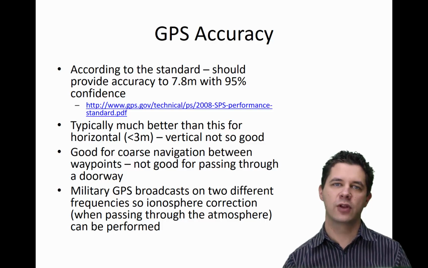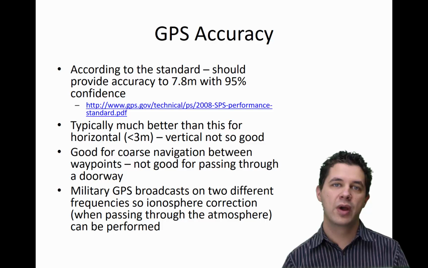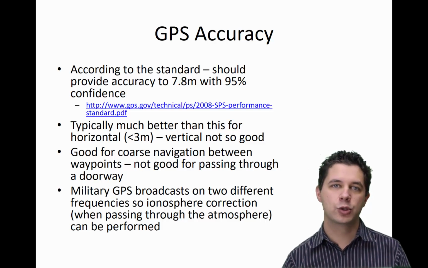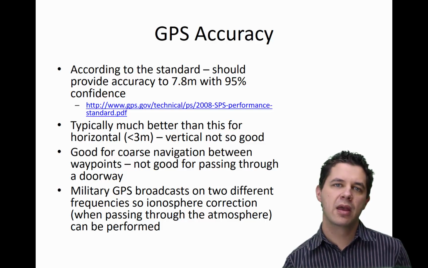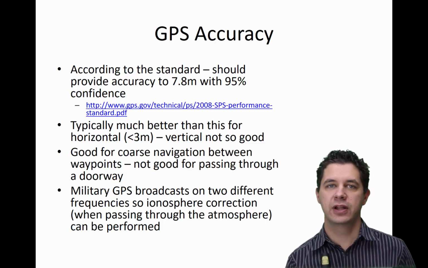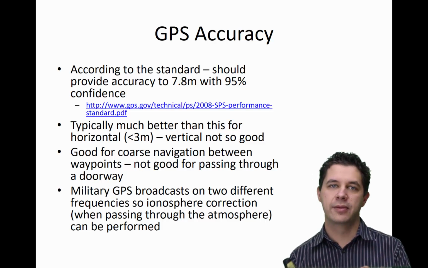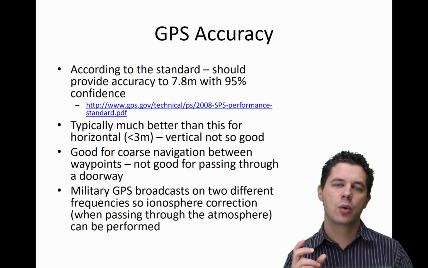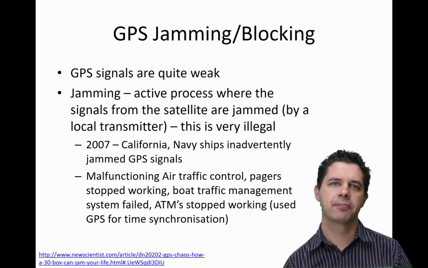or if we've got a drone that's flying around, but it's not particularly great for passing through, for example, a doorway, where less than 3 meters, well, still might be a meter or two. Our doorway is only 800 mil wide. We're just not going to fit in very accurately using standard GPS. Military GPS broadcasts on 2 different frequencies, and these 2 different frequencies allow the military to correct for ionosphere. And we can significantly improve performance and accuracy when we're doing this.